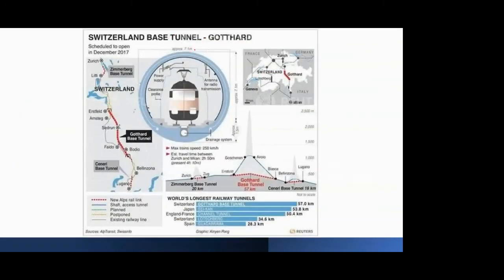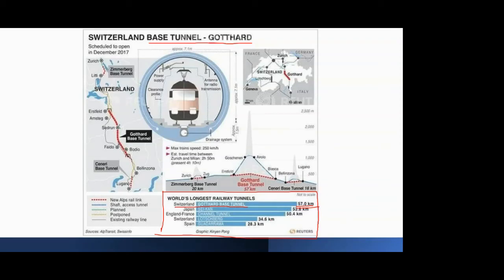So in Switzerland, there is this tunnel, Gotthard Base Tunnel. It's the longest railway tunnel in the world. If you see at the bottom of this figure, you have a list of the world's longest rail tunnels, and the one which I'm talking about, Gotthard Base Tunnel, is in Switzerland. It's 57 kilometers in length. 57 is quite a considerable length for a railway tunnel.